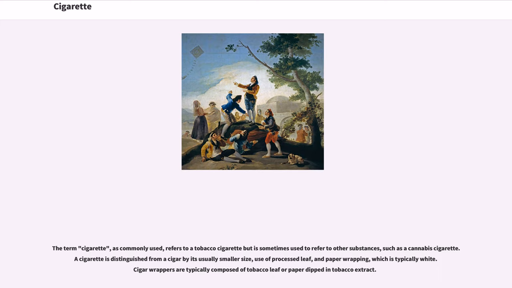The term cigarette, as commonly used, refers to a tobacco cigarette but is sometimes used to refer to other substances, such as a cannabis cigarette. A cigarette is distinguished from a cigar by its usually smaller size, use of processed leaf, and paper wrapping, which is typically white. Cigar wrappers are typically composed of tobacco leaf or paper dipped in tobacco extract.